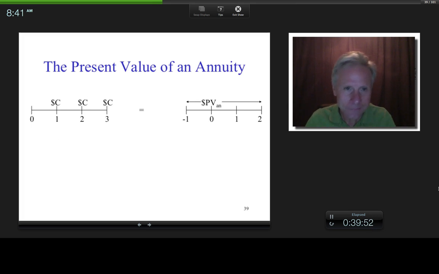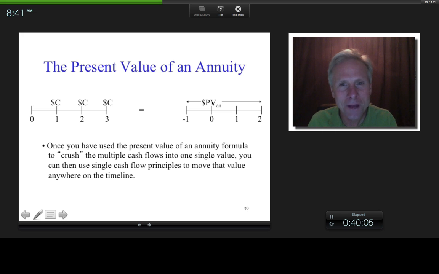So again, what's going on here? We now have the formula where we can have these multiple cash flows, an annuity, and we can crush it into one single time period, one single number. And then once we've done that, can we use single cash flow principles to move this anywhere we want to? We can, right? Some books are going to say, here's the future value of an annuity formula. Well, do you really need that?